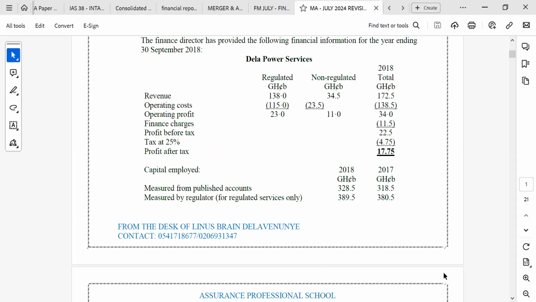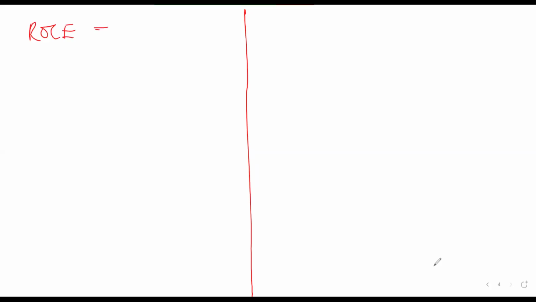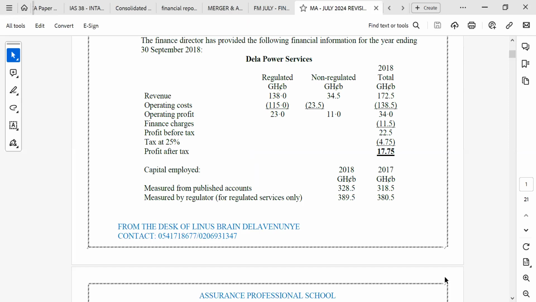So let's go and pick their profit there. What is their operating profit? Regulated is 115. Are you sure? 23. Okay, that is 23. So we have the ROC will be 23 divided by... let's look at the measure by the regulator for regulated service only. Which capital employed are we going to be picking for them?